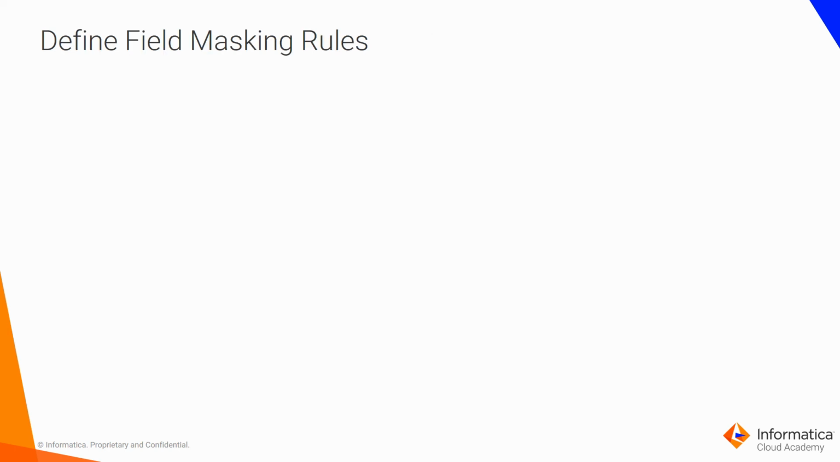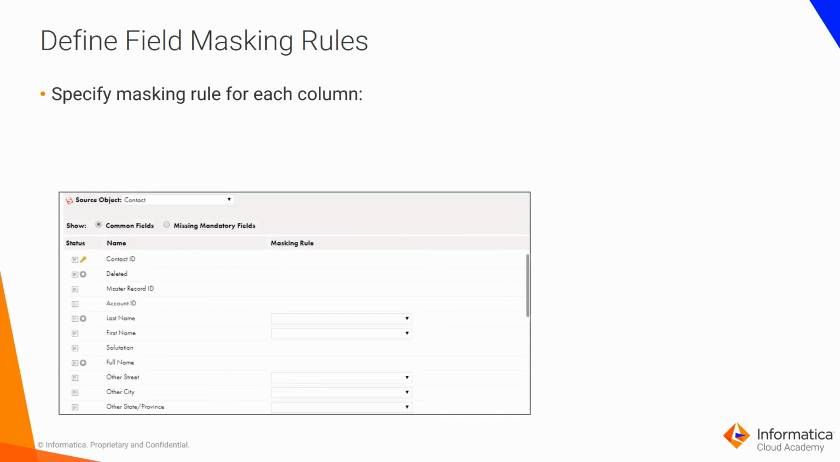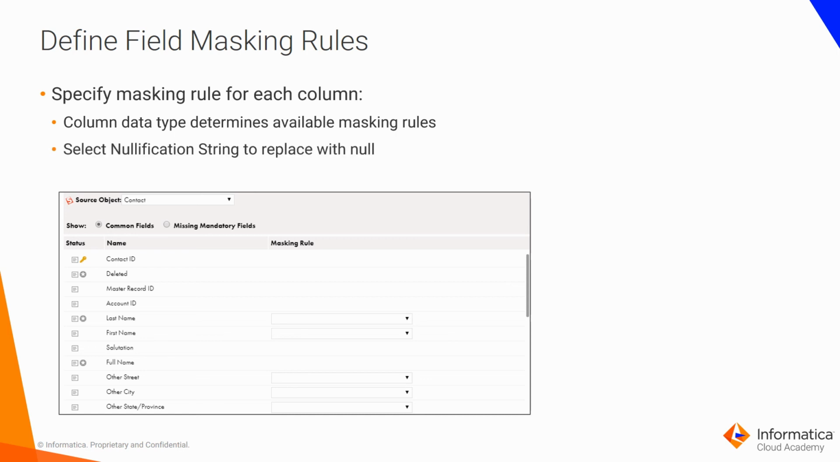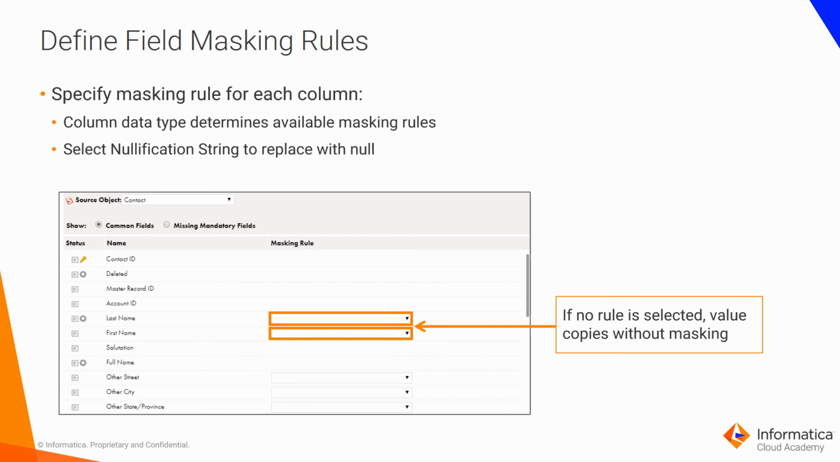So when you get to the data masking step in the wizard, you will need to select a masking rule for all columns that you want to mask. Here are a few notes on that. The column type determines the masking rules that will be displayed. For example, integer and date fields will have fewer options. Then you can select the nullification masking rule if you're transferring a null value to your target from your source. And any columns without a masking rule specified will copy over unmasked.